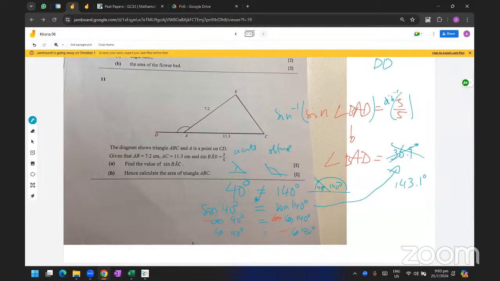You okay or not, Kiran? Okay, now for part A, do you know what's the answer of sine BAC? Find the value of sine BAC. Do you know what's the answer? 3 out of 5. Okay, 3 out of 5. And then can you calculate the area?